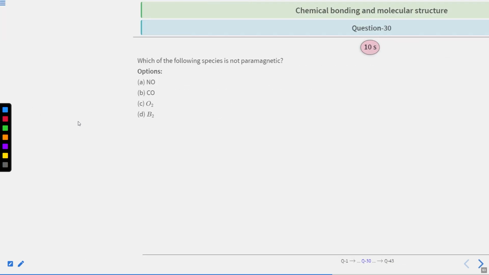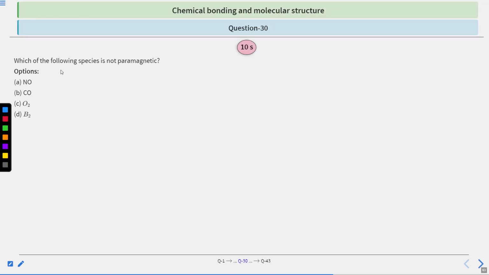Moving on to the next question, question number 30. Which of the following species is not paramagnetic? Options are NO, CO, O2, or B2. You have 10 seconds to solve this question. After that, we will see the answer.